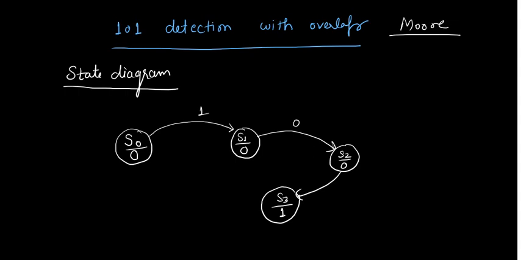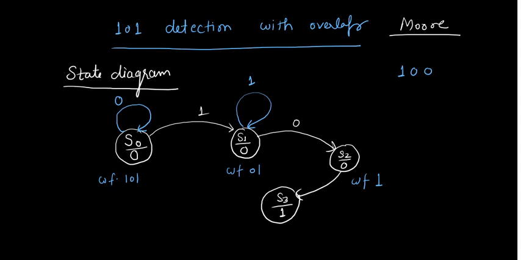If we are in S0 and 0 arrives, we still have to wait for 101. Here we are waiting for 01, here waiting for 1. We have received 1 and we are waiting for 01. And what happens if 1 arrives? It will work as only 1 has arrived, so we are still waiting for 01. Next, we are in S2. We have received 10 and 0 arrives. So it is like we have to again wait for 101.